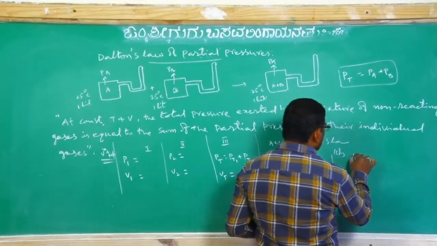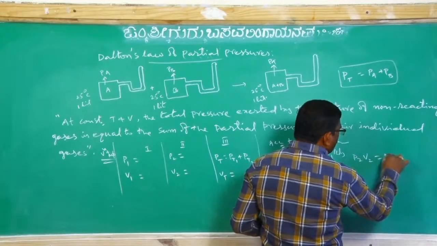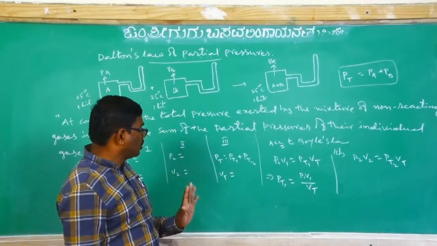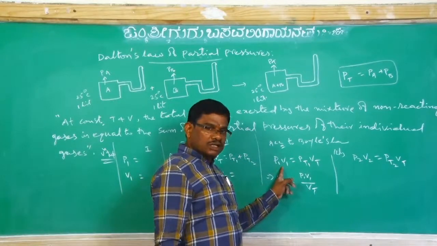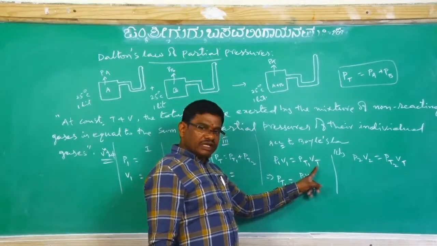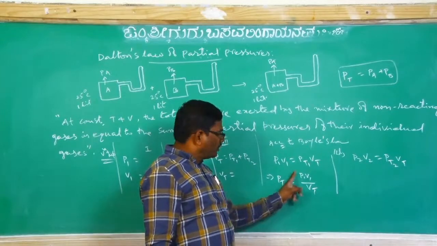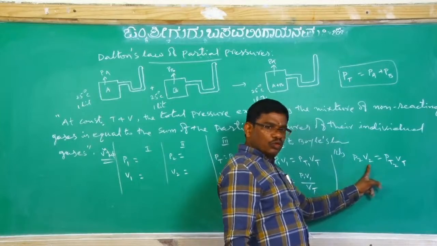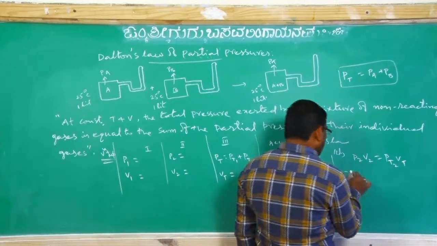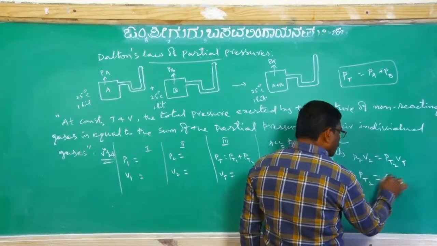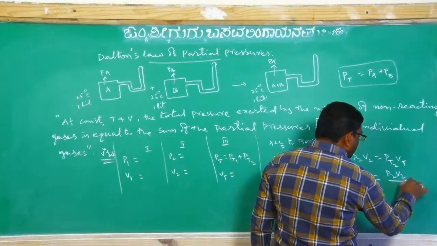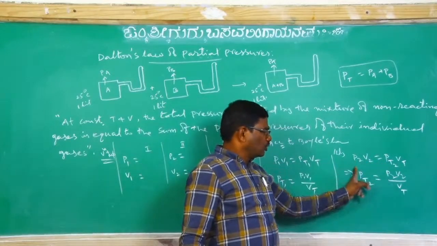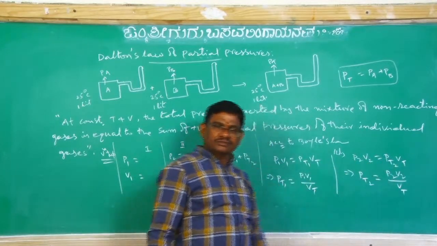Similarly here, P2 V2 equals PT2 VT. Remember this important expression for solving problems. It is according to Boyle's law: P1 V1 equals PT1 VT, therefore PT1 equals P1 V1 by VT. Similarly for the second gas, P2 V2 equals PT2 VT, which implies PT2 is equal to P2 V2 divided by VT. Clear? PT2 equals P2 V2 divided by VT.